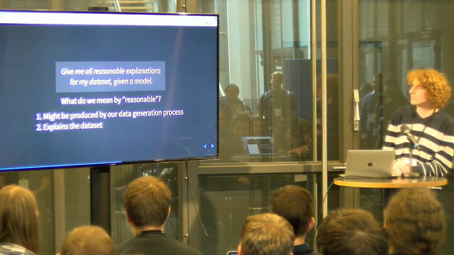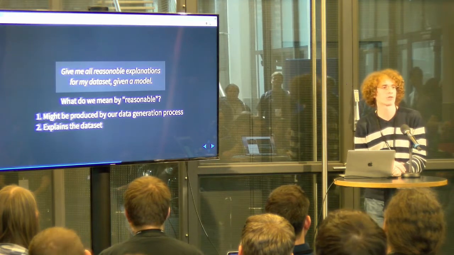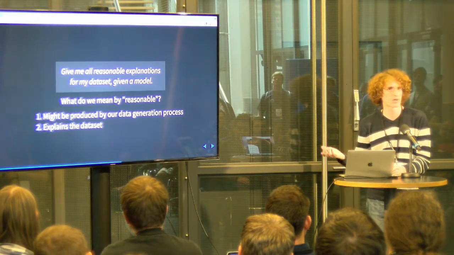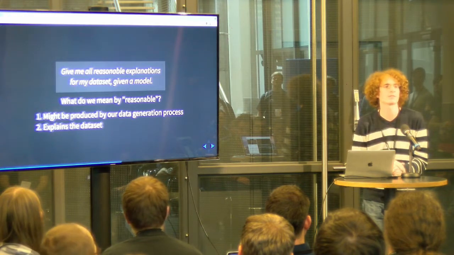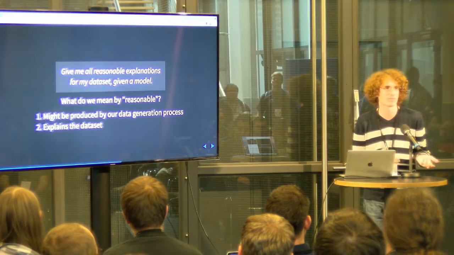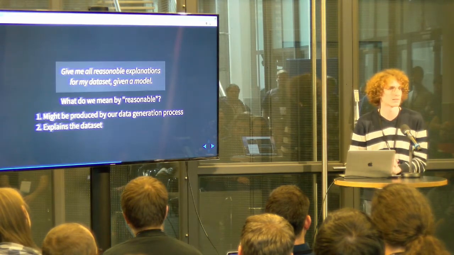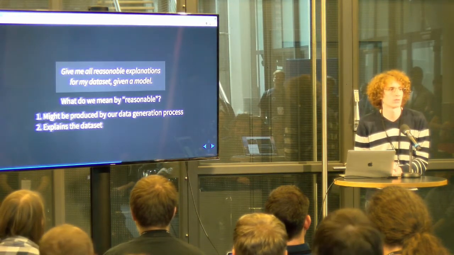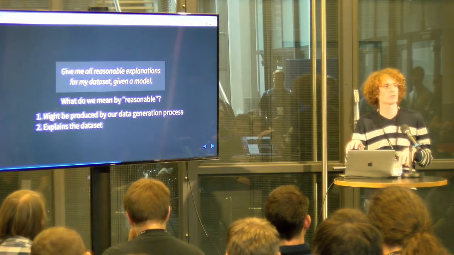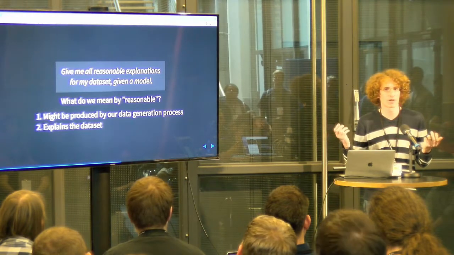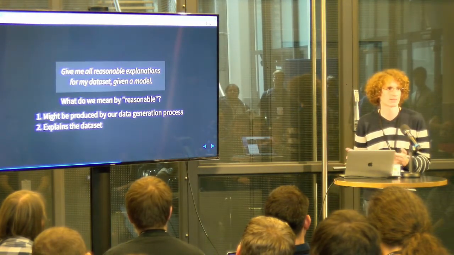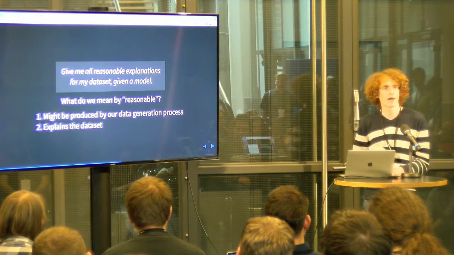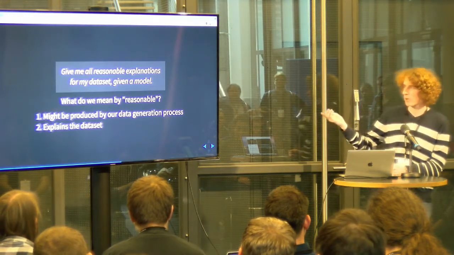First, we want reasonable explanations to be something that could potentially have been produced by our rule for generating data sets. For example, if sigma were 10,000, that would not be a reasonable explanation because 10,000 just doesn't happen if we draw the random numbers as we just specified. And the second thing, it also needs to explain the data set. So if the difference between the observed values is really huge in the two groups, then an effect size of 0 would not be reasonable because it doesn't explain the data set. Also note that both are not all or nothing things, but gradual things. So actually a probability for both parts.